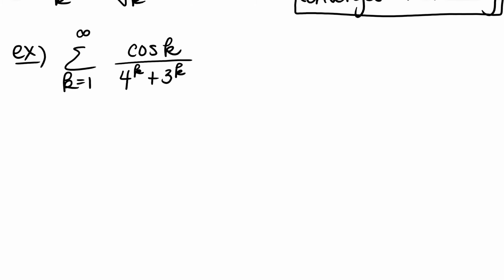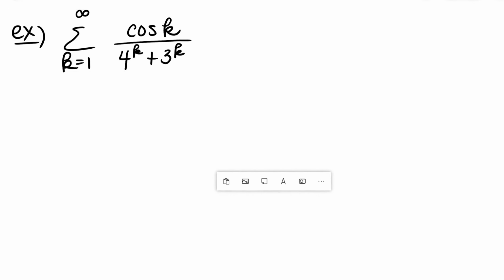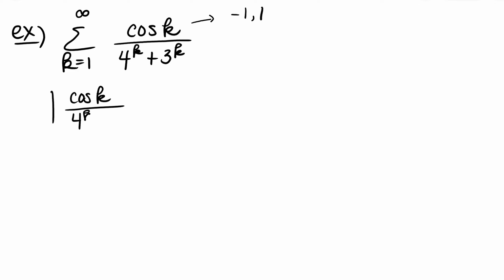Okay, so why am I talking about absolute and conditional convergence with this when it doesn't look like an alternating series? Well, it is an alternating series, even though it doesn't really look like it. The reason is because cosine k basically bounces between negative 1 and 1. So this is technically an alternating series. And so if I'm taking the absolute value of this kth term, I'm testing for absolute convergence right now.